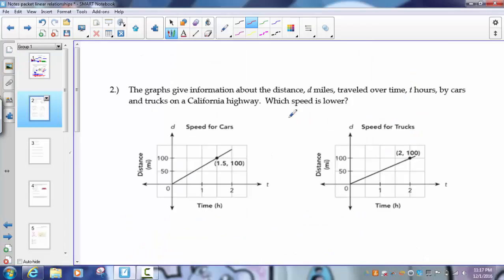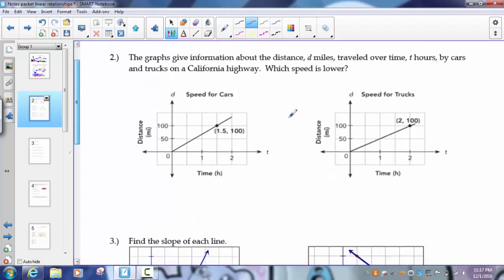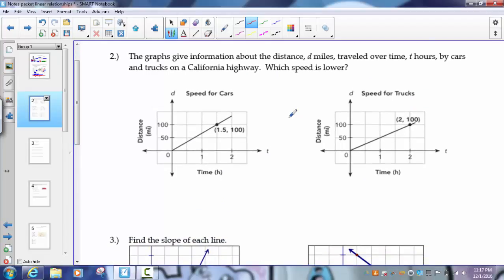Let's try another example on the next page. The graphs give information about distance d miles traveled over time, t hours, by cars and trucks on a California highway. Which speed is lower? Okay, so again we have a graph, cars, this is distance and time, and a second graph for trucks, again distance and time. So speed is just a rate. So let's find the rate for each one.